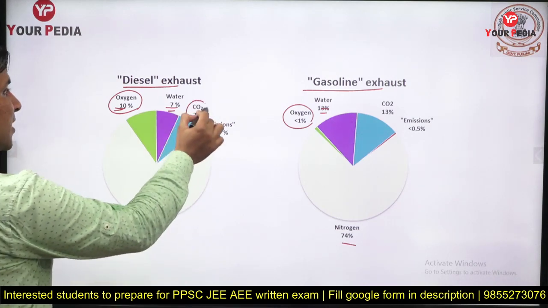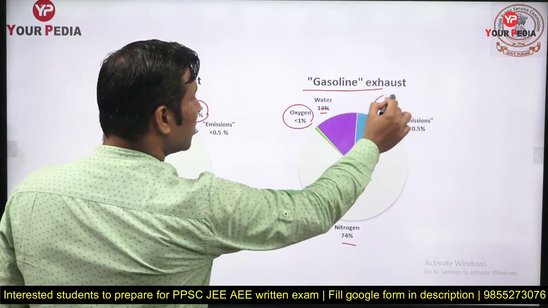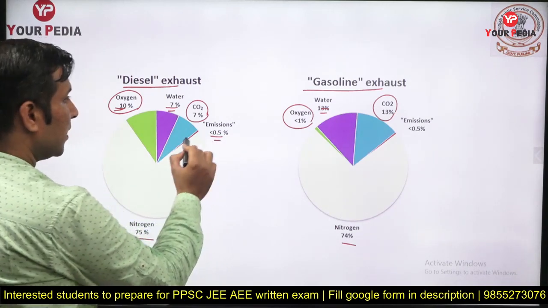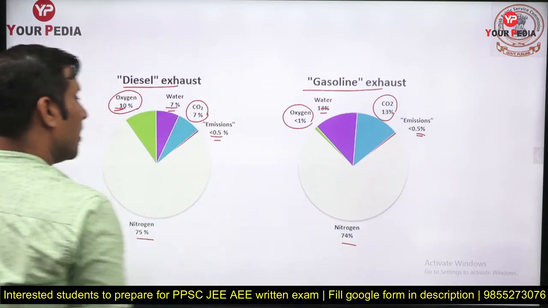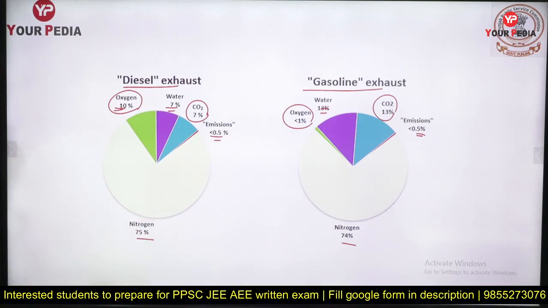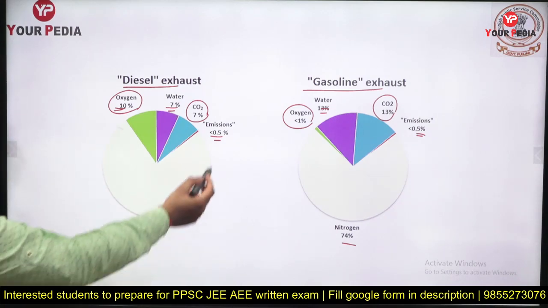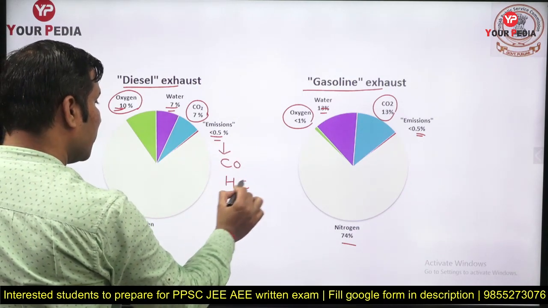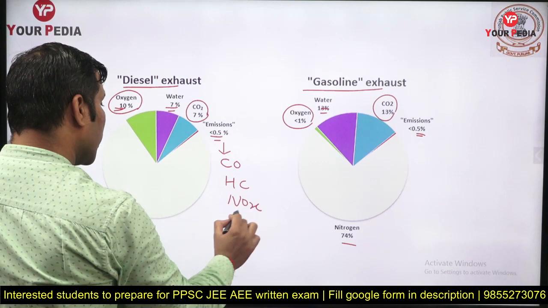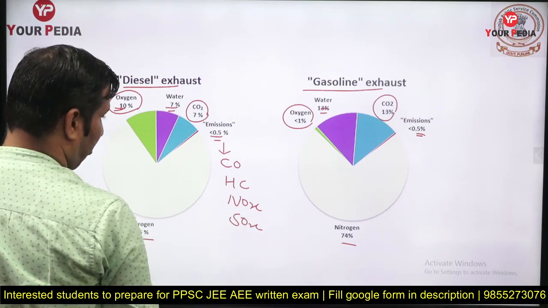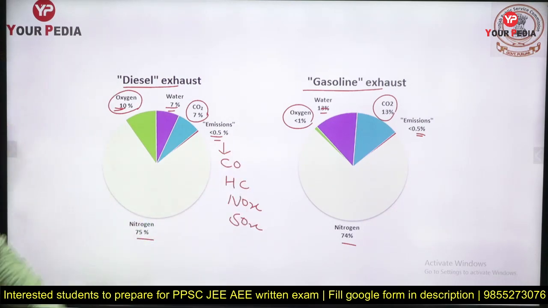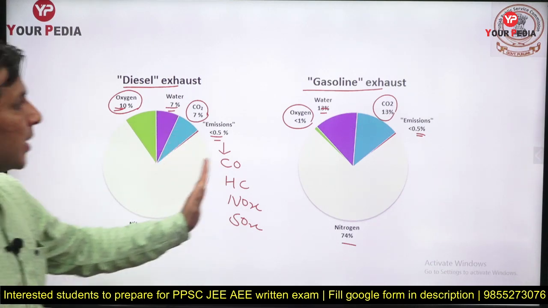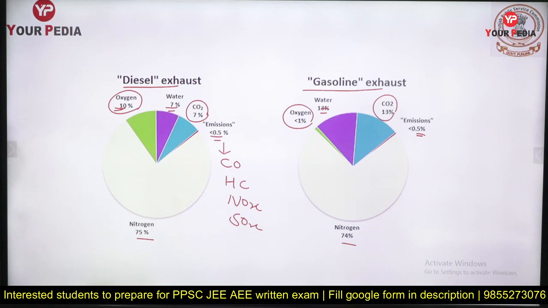Carbon dioxide emission is 7%, here the carbon dioxide emission is 13%. Other emissions are less than 5%, and here also they are less than 5%, but their further percentages vary. Here in this emission we are talking about carbon monoxide emission, hydrocarbon emission, NOx, and sulfur oxides. So these are the emissions. The total percentage of pollutants will be less than 5%, whether it is a petrol engine or a diesel engine.